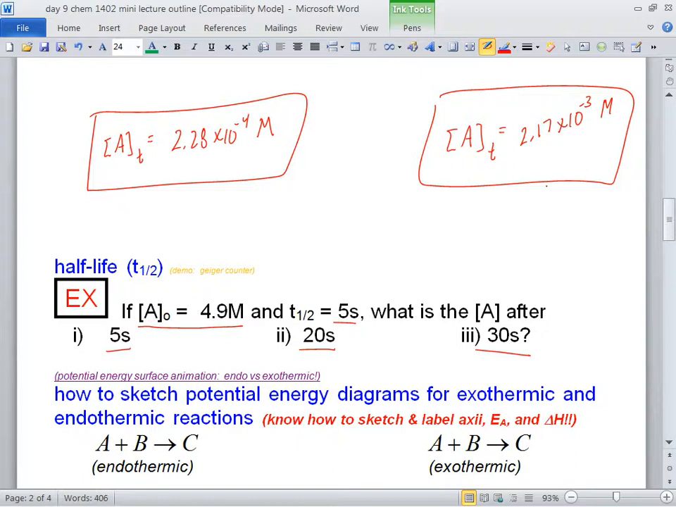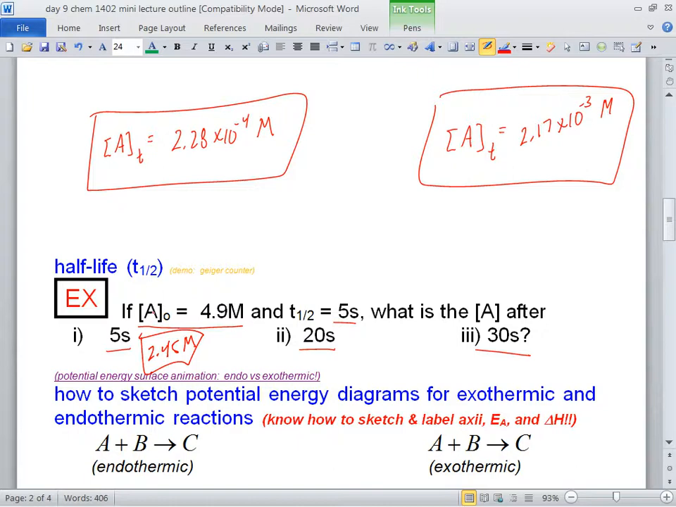Okay, what's the trick? You already told me how many half-lives went by. If it's 1 half-life, well then exactly half the stuff is gone. So 1 half-life went by, so 4.9 divided by 2 is 2.45 molar. There's my answer, because exactly half of it's gone.